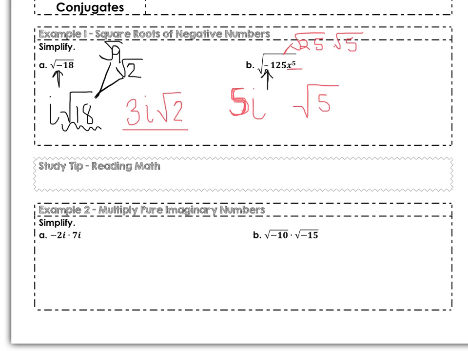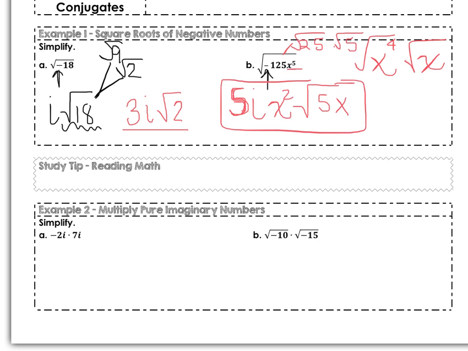Now we're dealing with x to the 5th. So we can remember our rational exponents, or we can simply remember that x to the 5th is really just x to the 4th times x. So we're dealing with the square root of x to the 4th times the square root of x. So we're going to leave x under the radical, and the square root of x to the 4th gets me x squared, leaving me with this expression here of 5i x squared times the square root of 5x.